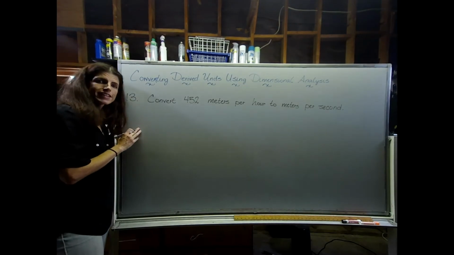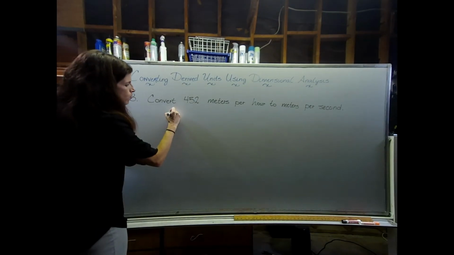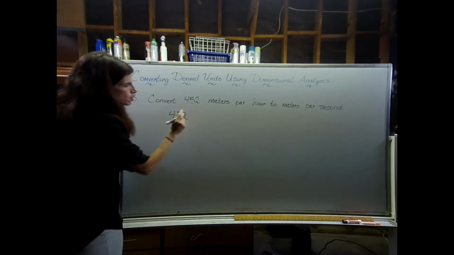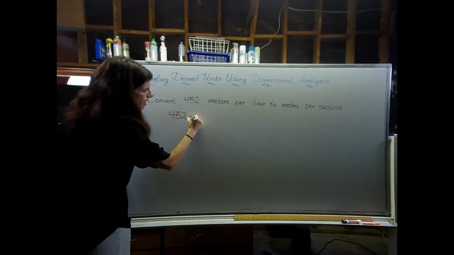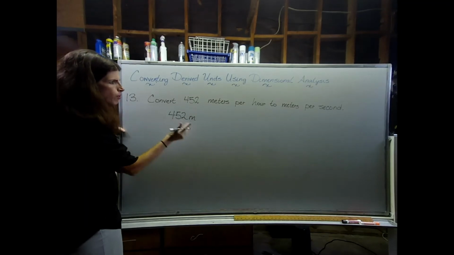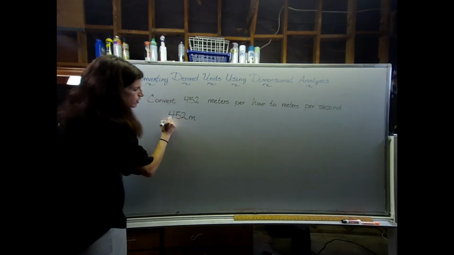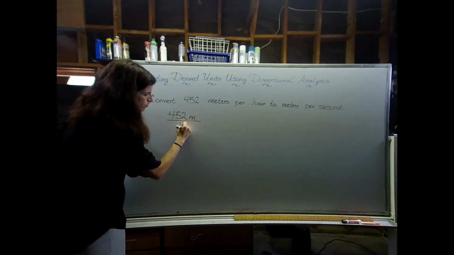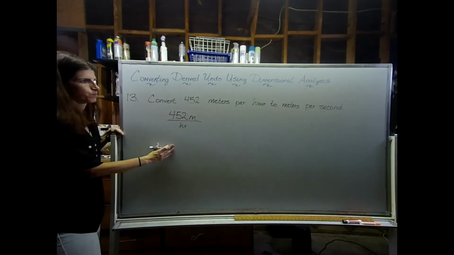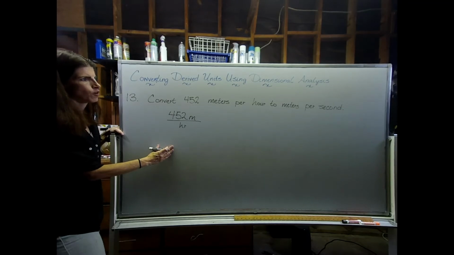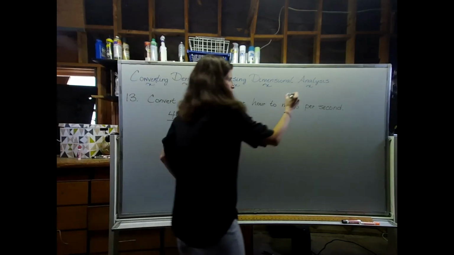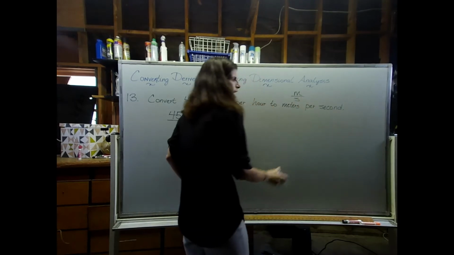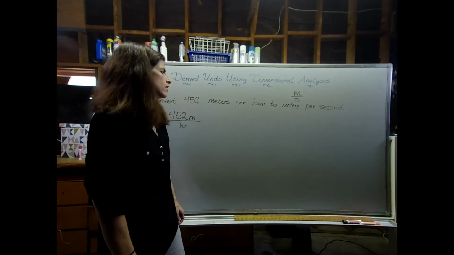Let's look at this next example. We're going to start with 452 meters. I'll do M for meters per hour. So per is going to be divided by, and so hours would go on the bottom. And we need to convert that to meters per second. So M divided by S.